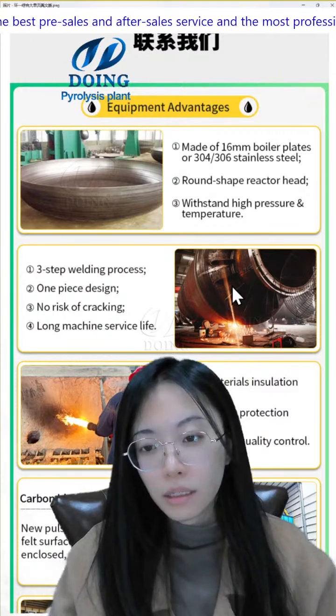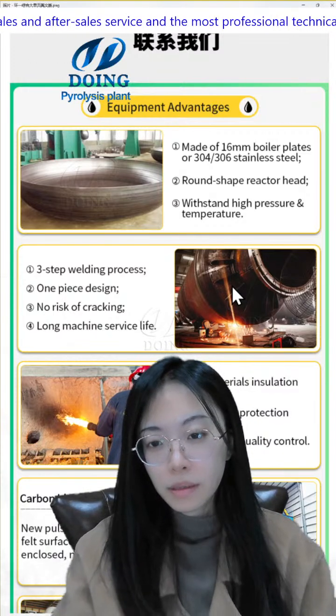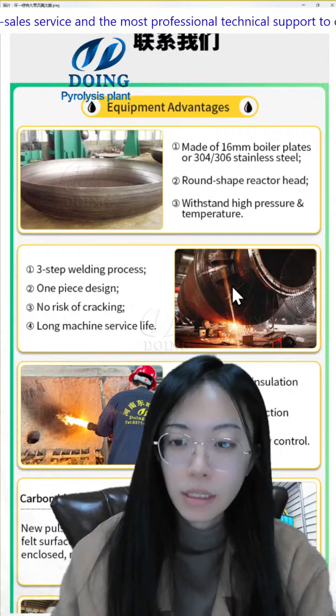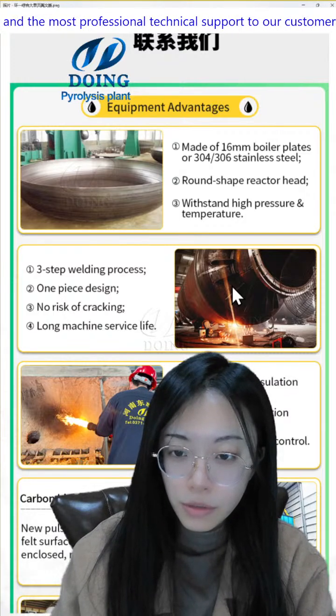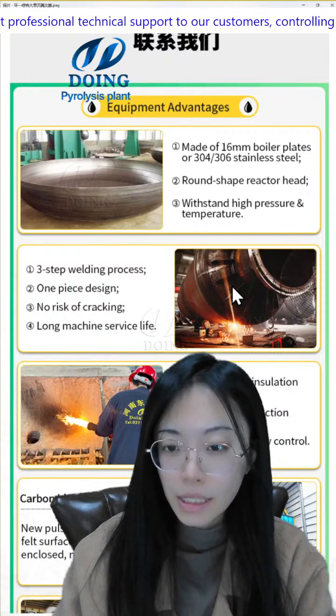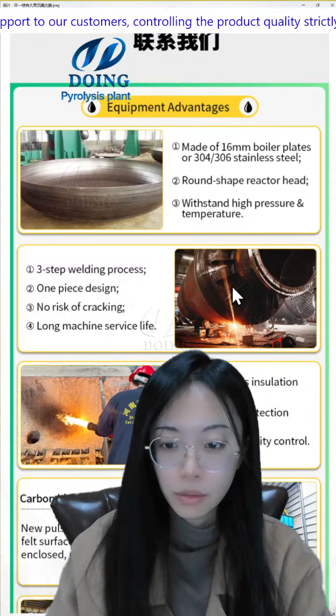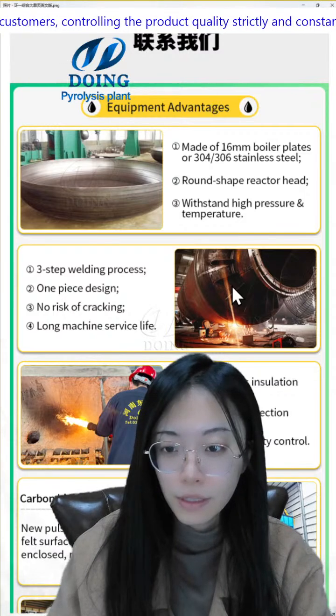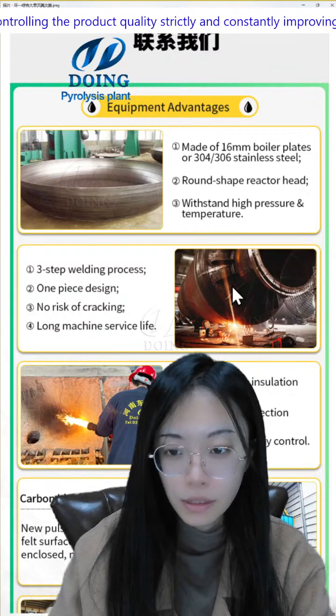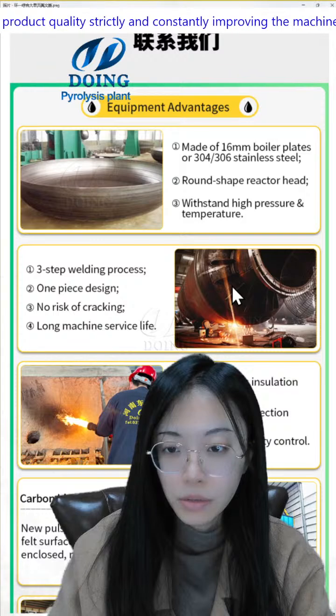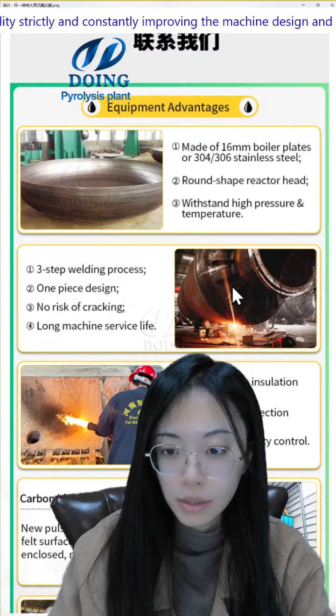Like the reactor body made of 15 millimeter boiler plate or 304, 306 stainless steel. This is the reactor's raw material. We need to ensure it can work for a long time, with a long service life and a safe working environment. So we use the boiler plate or stainless steel.